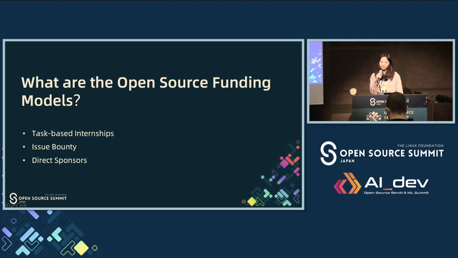So we summarized three types of funding models: task-based internships, issue bounty, and direct sponsor. This is just a fine-grained classification. It's not necessarily correct, but it's just to categorize them. But they typically serve two perspectives. One is for new contributors, to help them learn how to contribute to open source communities, to successfully onboard to a certain open source community, and even to achieve long-term conversion, to stay with the community and grow into leadership in the project.